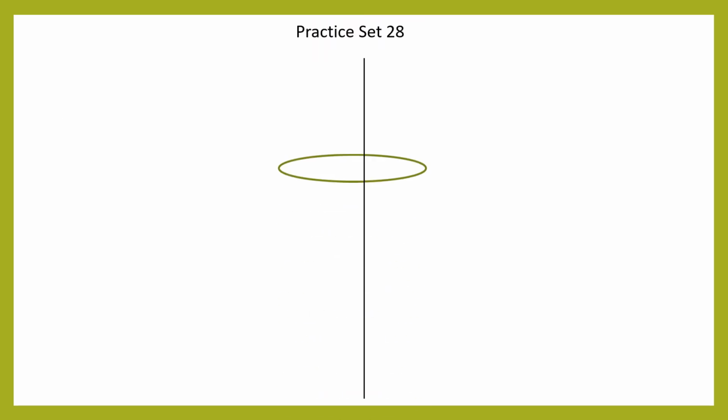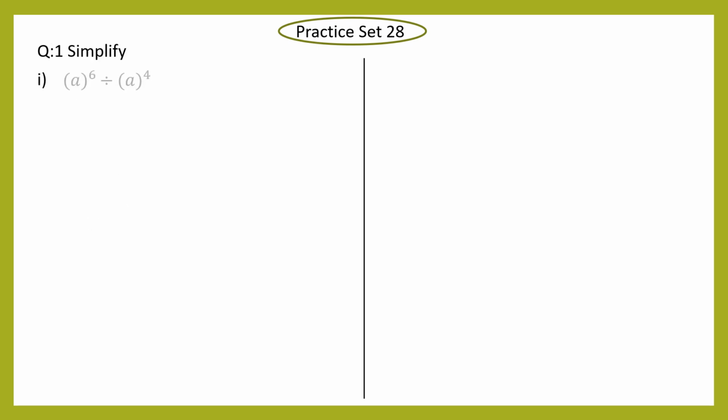Practice set 28, question number 1. Simplify. Sub question 1. A raised to 6 divided by a raised to 4. Now dear children, you can see we have two numbers in the index form, that is a raised to 6 and a raised to 4, where we can observe base is common and in between we have divide sign. So we can apply law, that is a raised to m divided by a raised to n is equals to a raised to m minus n.